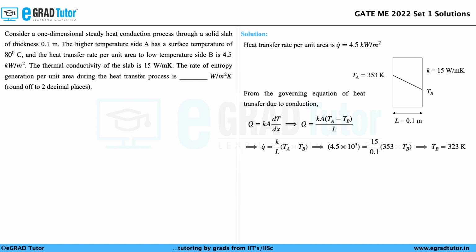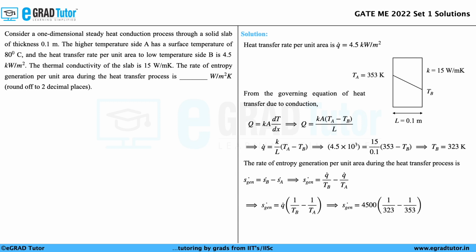Now, the rate of entropy generation per unit area during the heat transfer process can be estimated as S dot generation equal to S dot B minus S dot A. That implies S dot generation equal to Q dot by Tb minus Q dot by Ta. On the right hand side, taking Q dot as common, we have S dot generation equal to Q dot into (1 by Tb minus 1 by Ta). Substituting all the corresponding values and simplifying, we get the rate of entropy generation per unit area during this heat transfer process as 1.18 watt per meter square Kelvin.